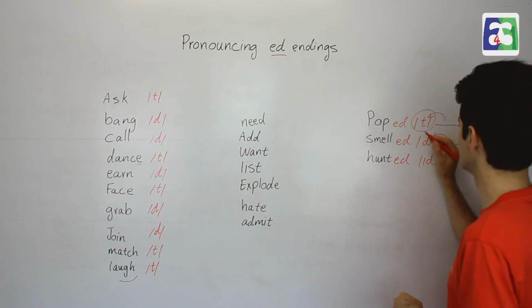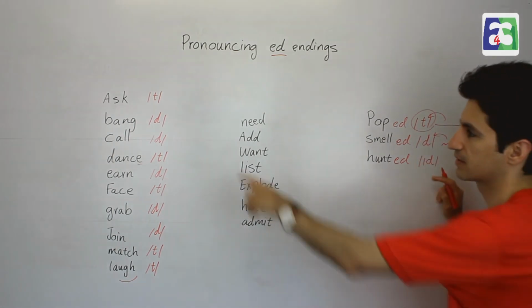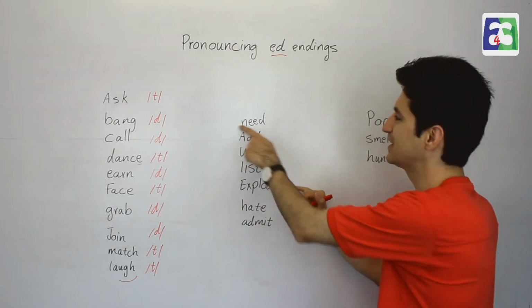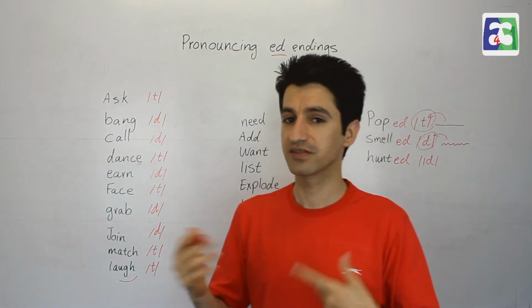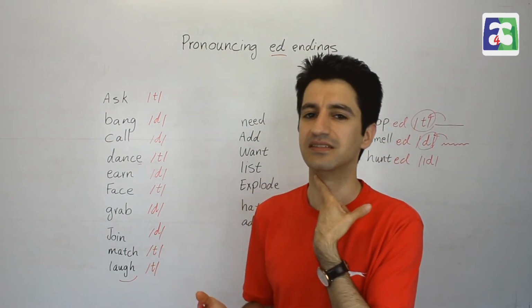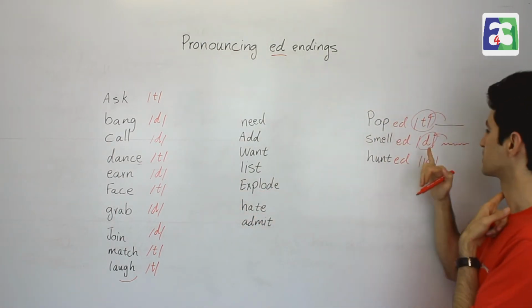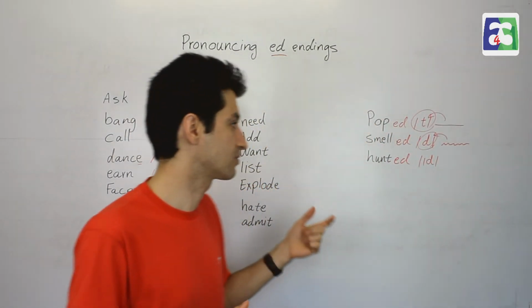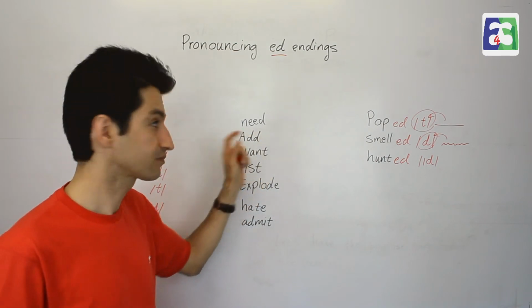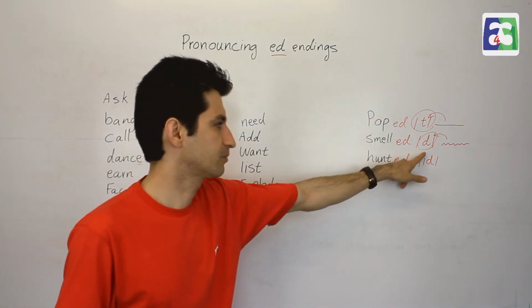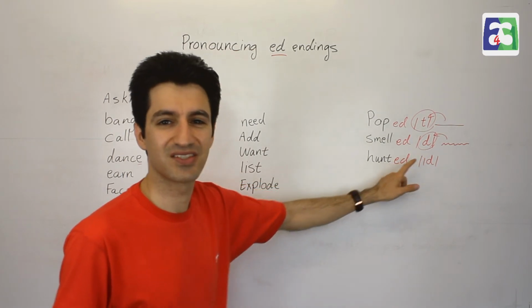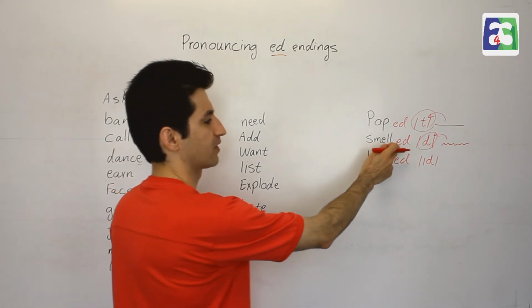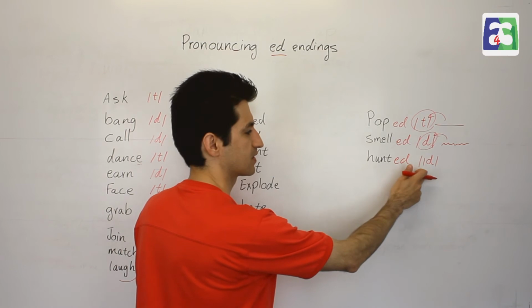The ones that are without vibration, T. The ones that are with vibration, D. Now let's talk about these. Need. Okay, the final sound is D. That vibrates, doesn't it? We just said if it vibrates, we pronounce the ed at the end as D. But because of this D, I can't pronounce the other D. So I can't say need-D. No, it's not possible. So what I do, I need to pronounce E as well as D. So this is the result.